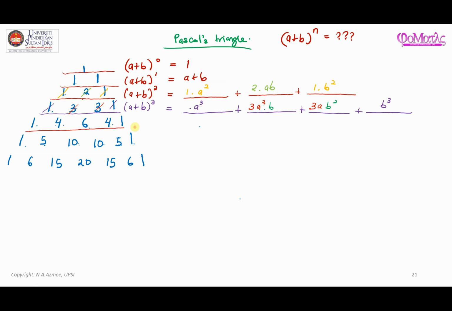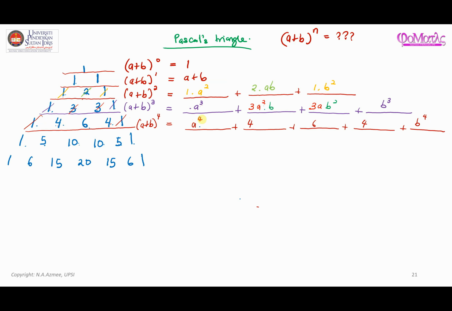This one, okay? a plus b to the power of 4. We have 1, 2, 3, 4, 5 terms. So 1 and 1, get it out of our way: a to the power of 4, b to the power of 4. Then 4, 6, 4.